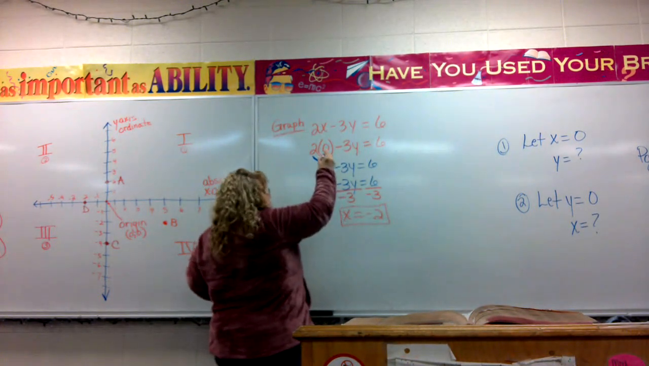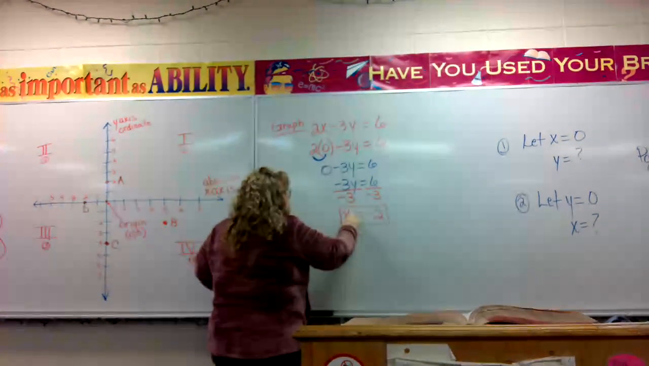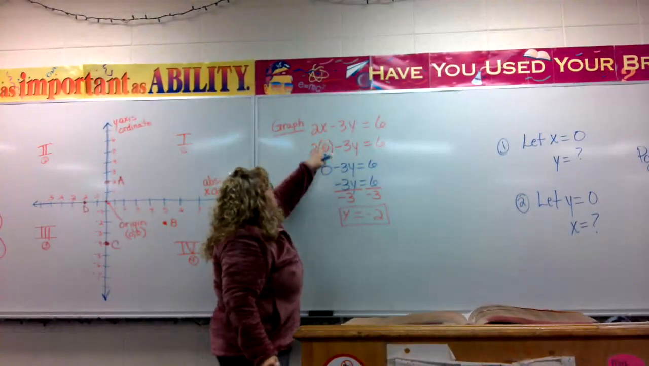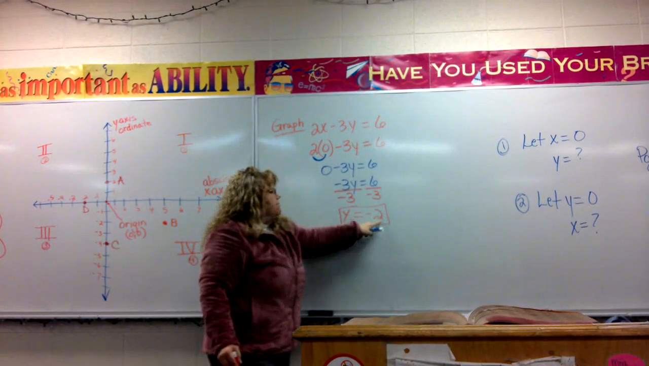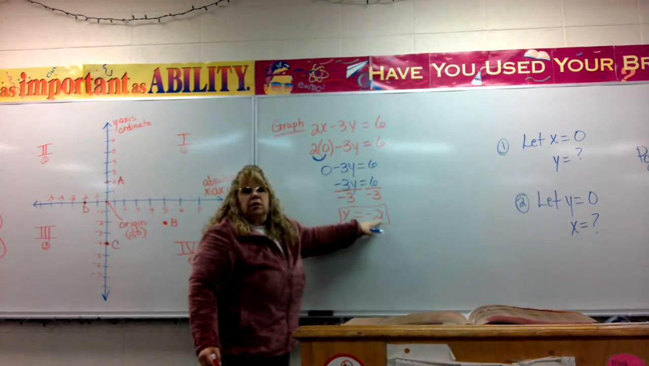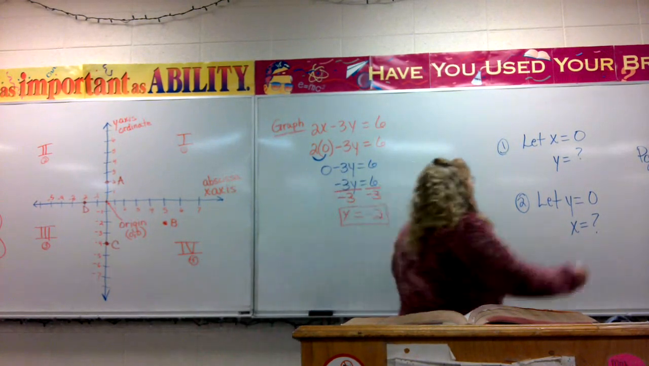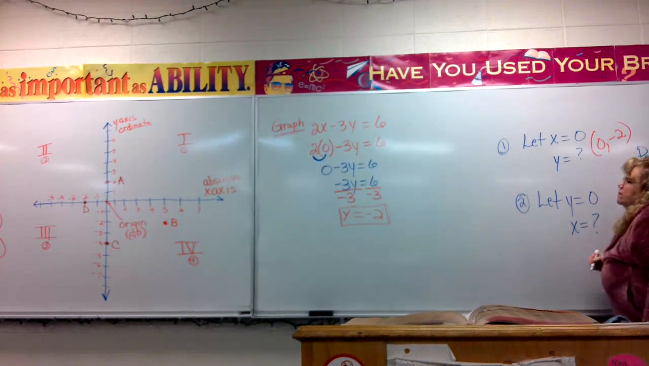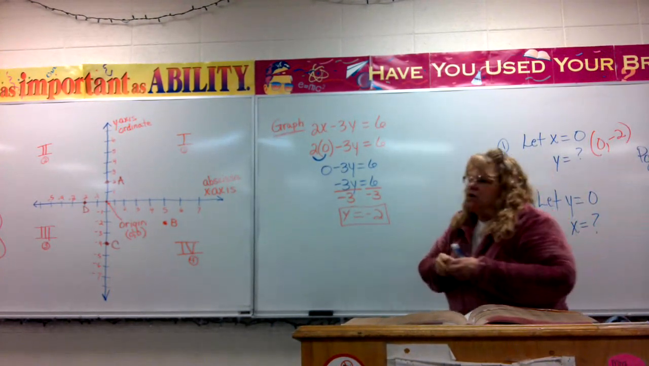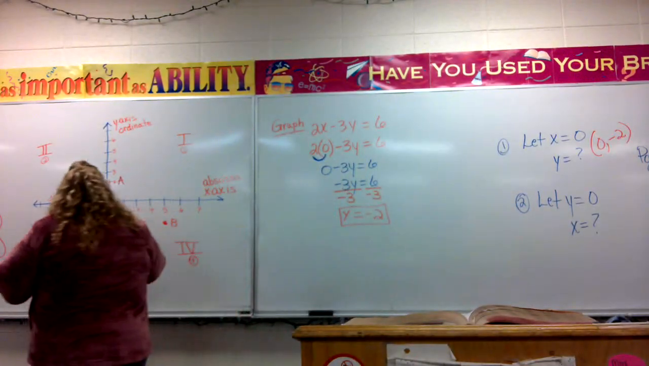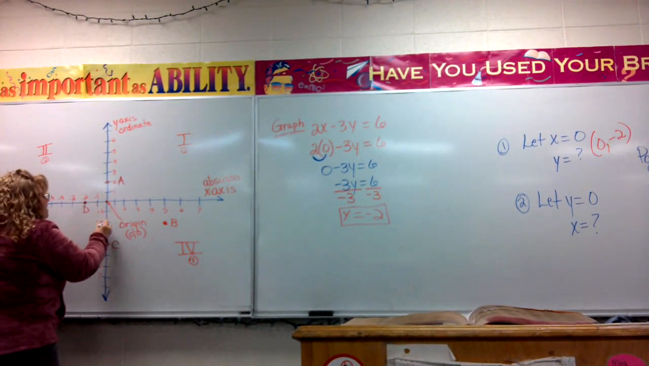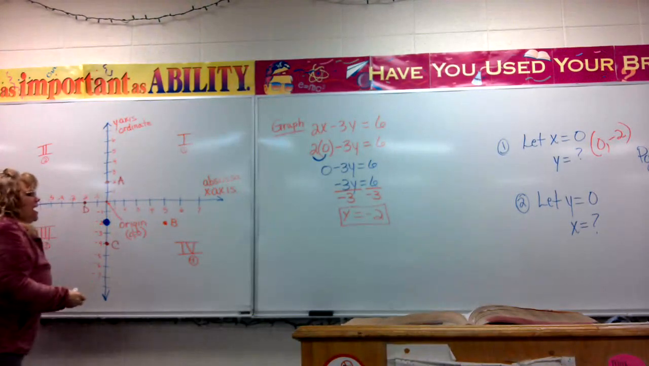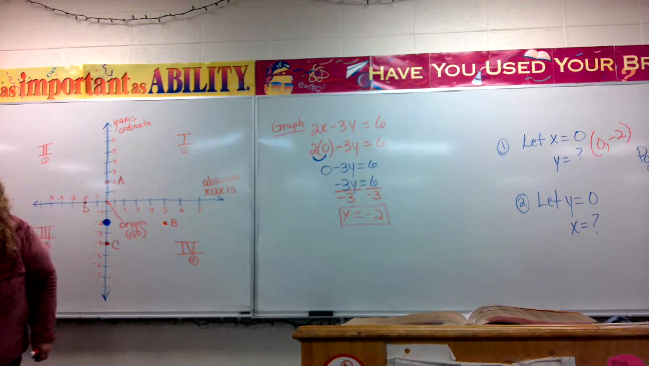So when x equals 0, we plugged in x equals 0. What did we get for y? Negative 2. When x equals 0, we got y is negative 2. So over there on our system, when x equals 0, y is negative 2, right there. Big blue dot. That's going to be 1 point on our graph.